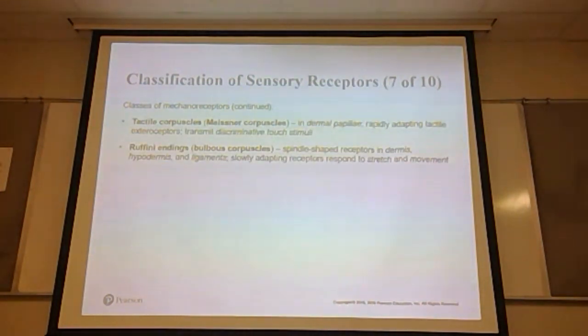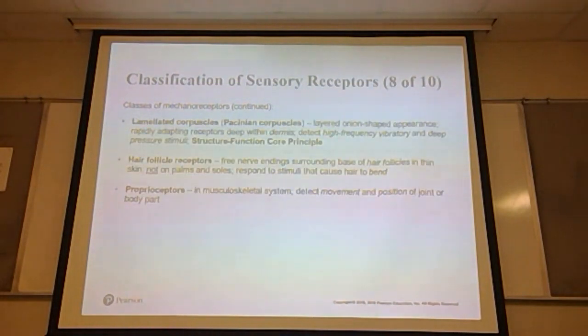Meissner's corpuscles, or tactile corpuscles, are found in the dermal papillae. They are rapidly adapting tactile exteroceptors. They discriminate touch stimuli. The Ruffini endings, or bulbous corpuscles, are spindle-shaped receptors in the dermis, hypodermis, and in the ligaments. Again, they are slowly adapting receptors that respond to stretch and movement.